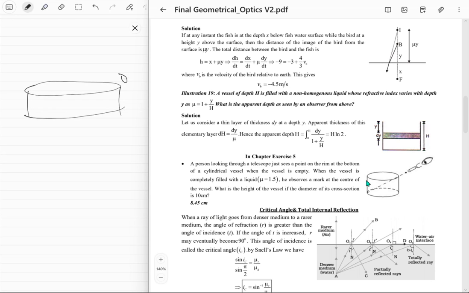This is our eye. That's where it has to go. We got this, right? Now, without water, it just goes like this. But with water, according to this guy, it's thinking the mark is over here, so he must think that the rays are coming from here. But then, how can that happen?